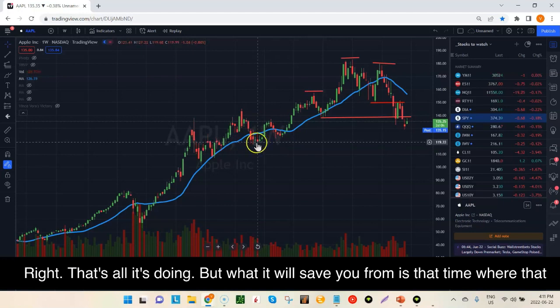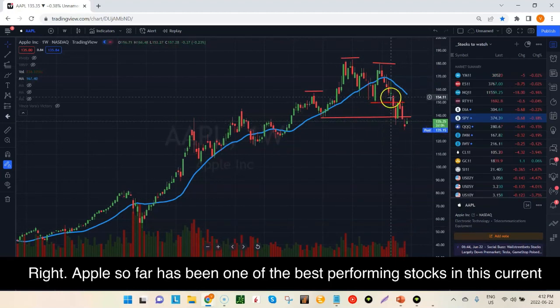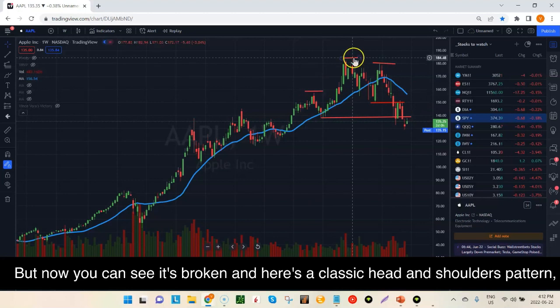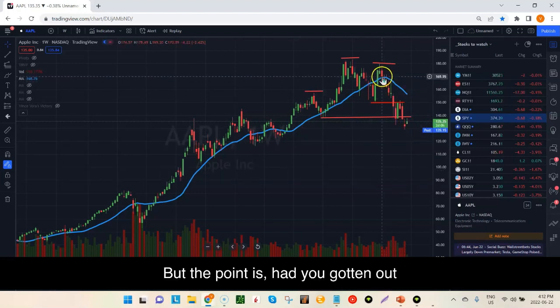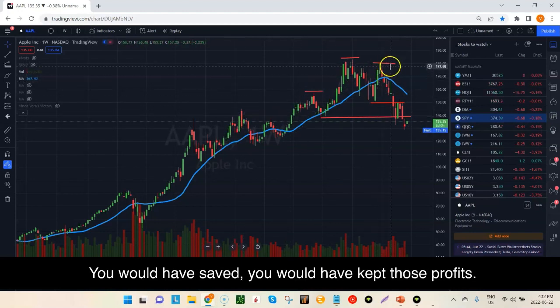That's all it's doing. But what it will save you from is that time where that uptrend ends and a downtrend begins. And whether you love the company or not, you don't know how far back it's going to pull back, right? Apple so far has been one of the best performing stocks in this current market, where most are down much, much more, but Apple's holding on. But now you can see it's broken. And here's a classic head and shoulders pattern, broke the midpoint low here, and is really starting to fall off a cliff now. But the point is, had you gotten out here, you would have preserved your profits, right? You would have kept those profits.